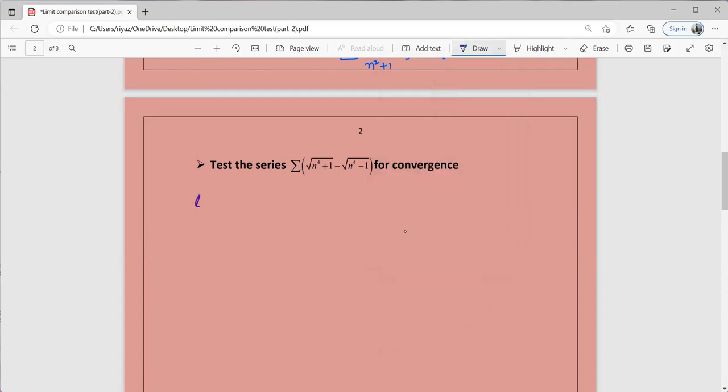Solution. Can you tell me what is our Un value here? Un value, sir? It is the sum of root of n to the power 4 plus 1 minus root of n to the power 4 minus 1. For my convenience, can I write it like this, divided by 1 also? Yes sir. So now what actually we are going to do? We are going to check whether this type of series is convergent or divergent.